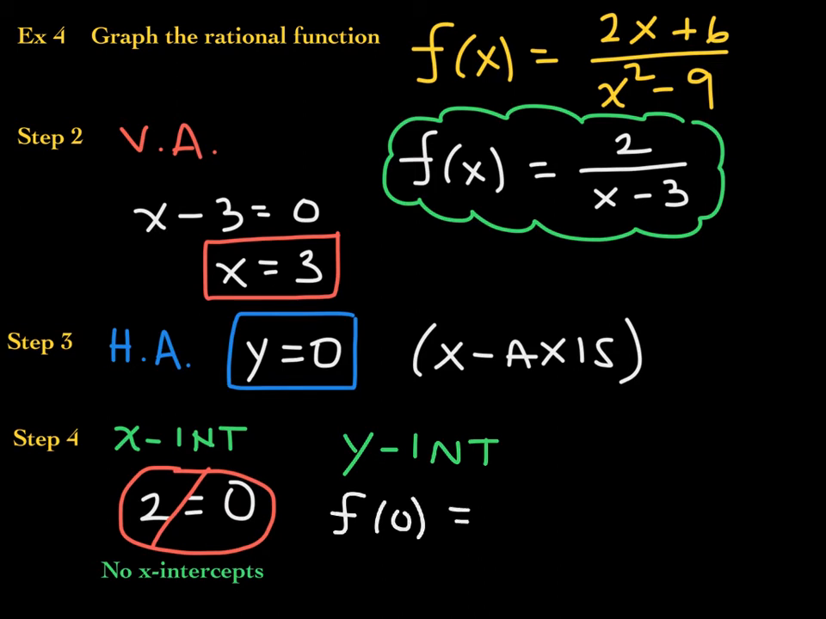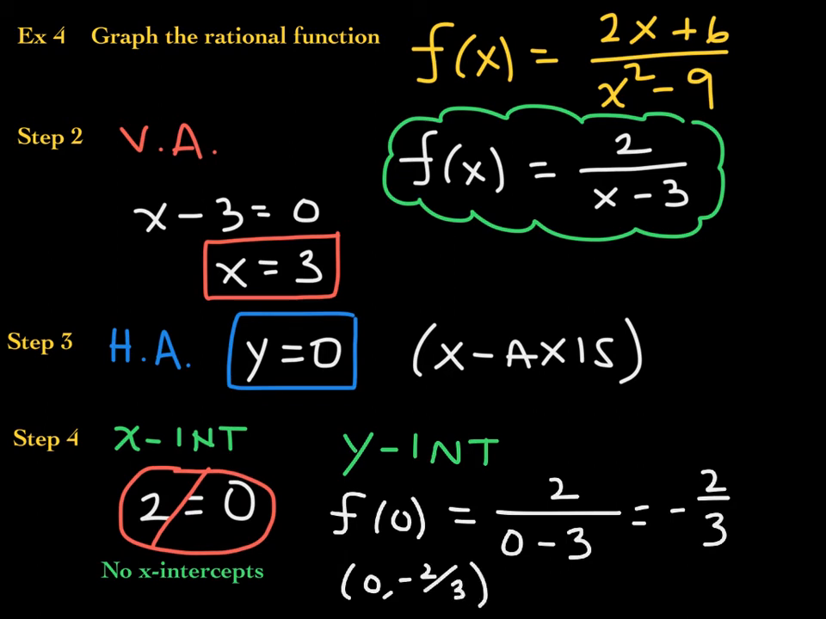Now the numerator is fixed at 2. The denominator would be 0 minus 3, so this would be negative 2/3. So the y-intercept is (0, negative 2/3). That's the one and only y-intercept.